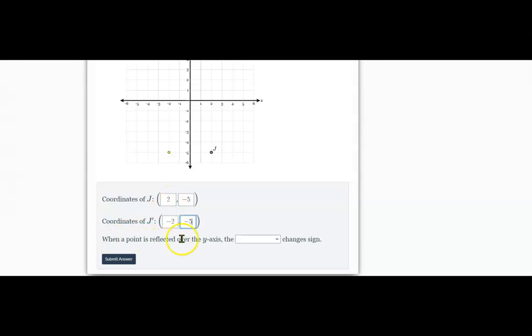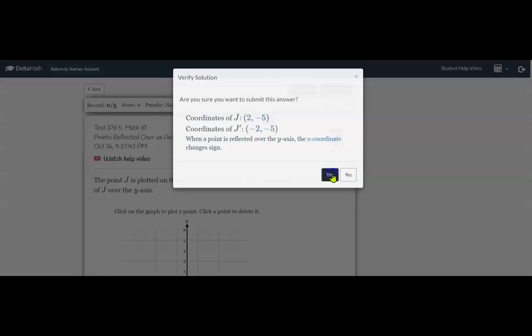So when a point is reflected over the y-axis, the x-coordinate changes. See how that's reverse? If I say go over y, you change the x, because a reflection is opposite. If I say reflect over y, you change the x. Let's try another one.